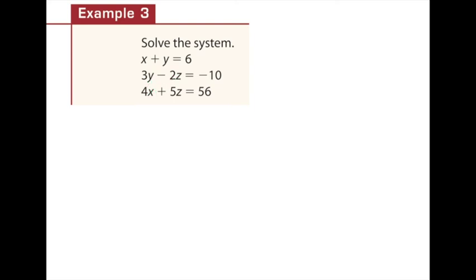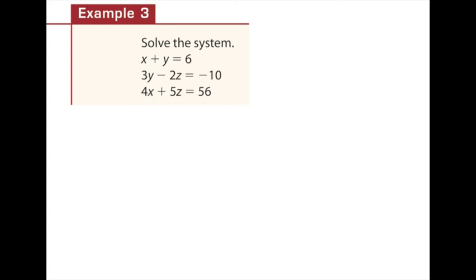I pick a variable that's already missing. So let's say I already have, maybe x is missing from this. So I can use some other equation to get rid of an x or get rid of the y, and then I'm down to 2 variables.